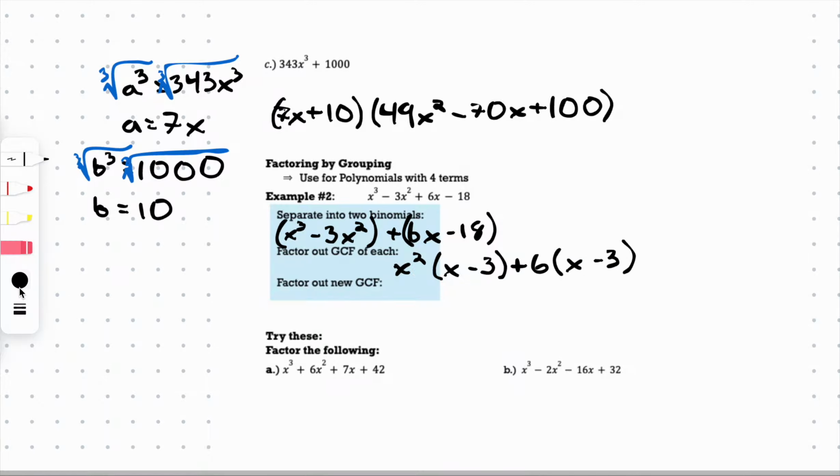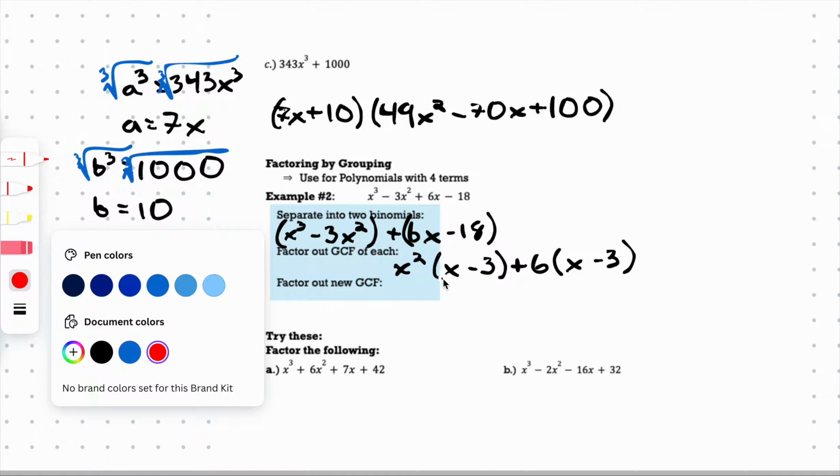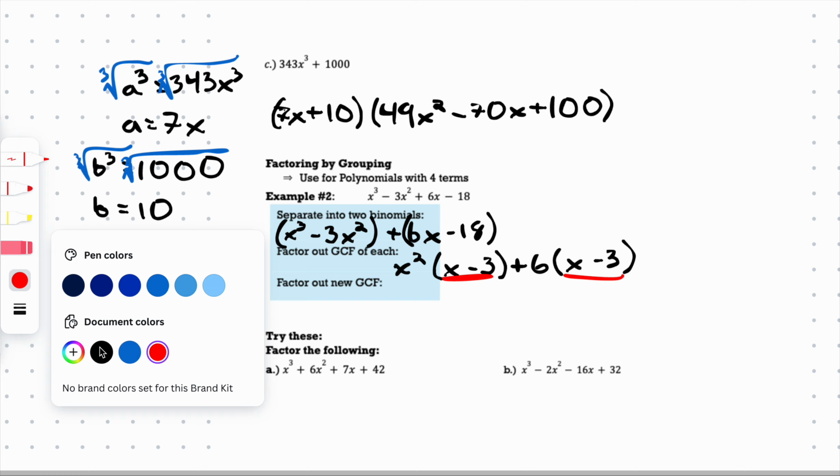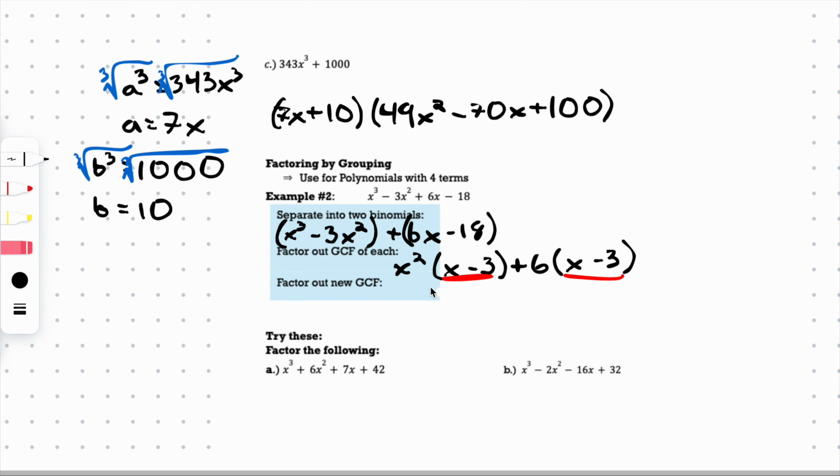Notice we have the same term in parentheses, or expression, whatever. So here we can factor out this new greatest common factor, we can combine these and say x squared minus 6 times x minus 3. And that's going to be your answer.